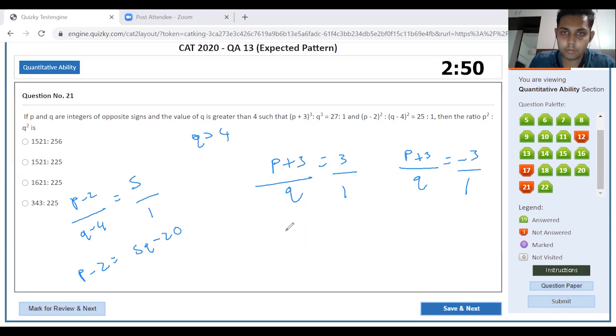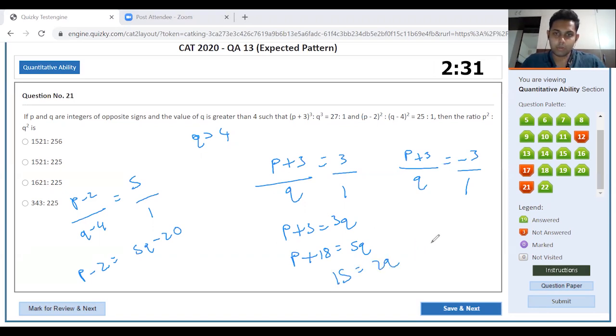And over here, P plus 3 is equal to 3Q. And P plus 18 is equal to 5Q. Subtract. So 15 is equal to 2Q. And Q is equal to 15 by 2. Okay, that's what we get for now. Q is definitely by 225.